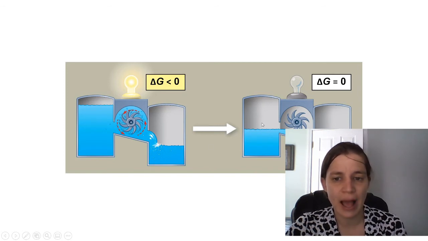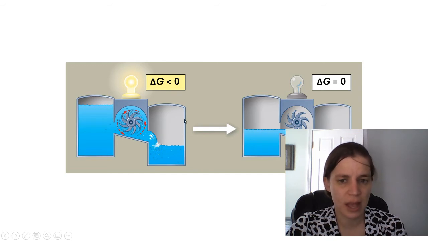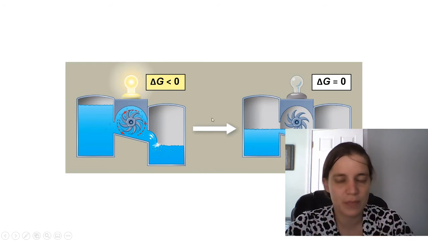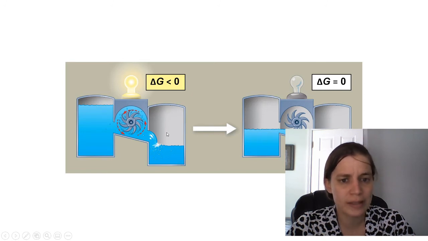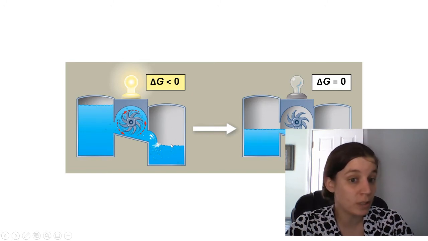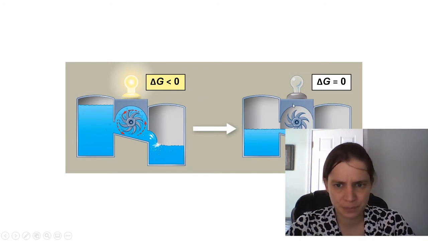Here, with that equilibrium, everything is stable. This change in free energy that's given off can be used to harness work. As this water is going down towards equilibrium, it can power this turbine that powers this light. Once everything's at equilibrium, you can't harness anything here to perform work.